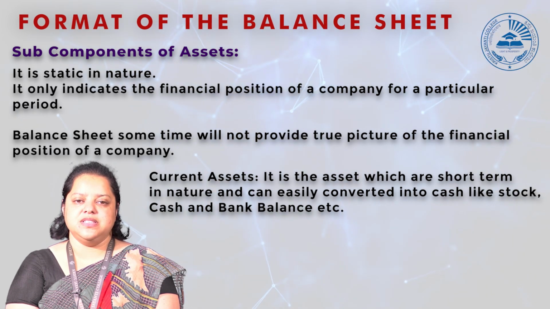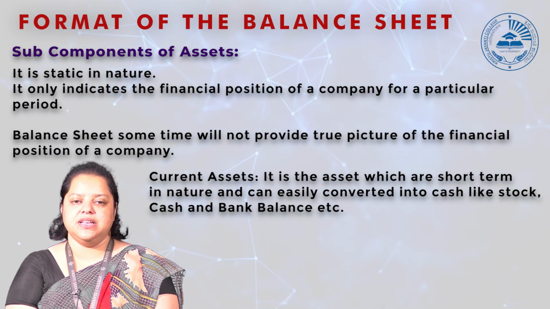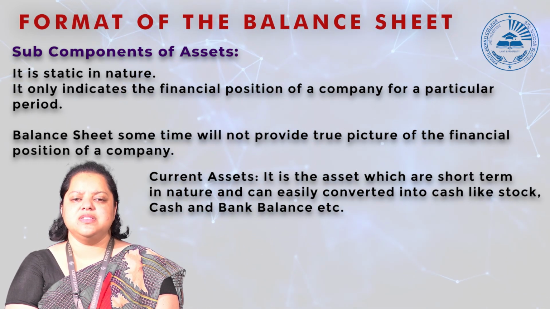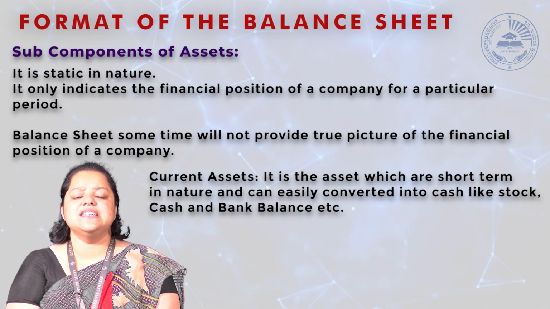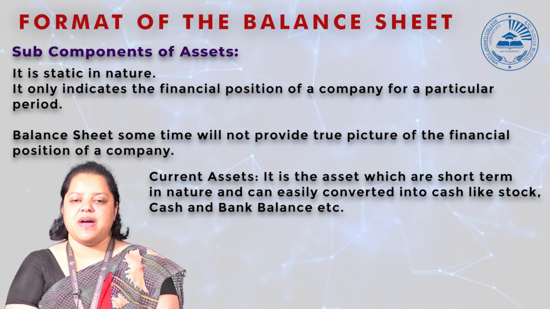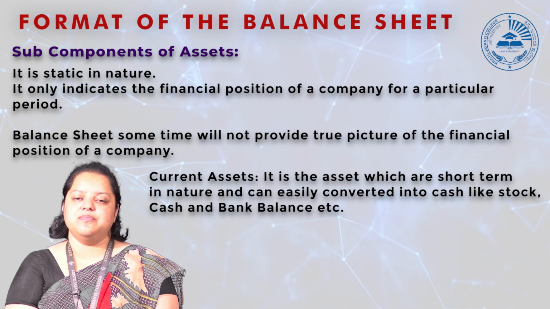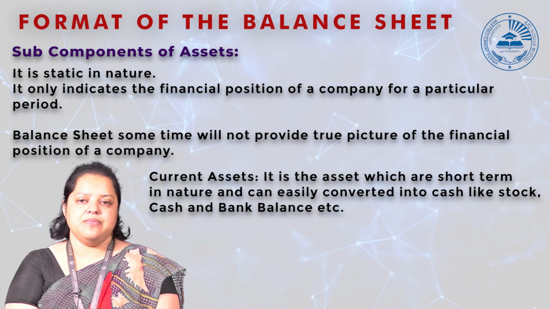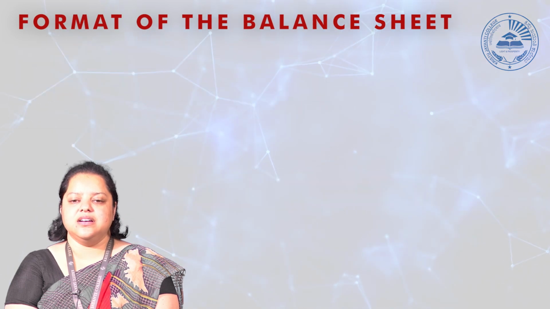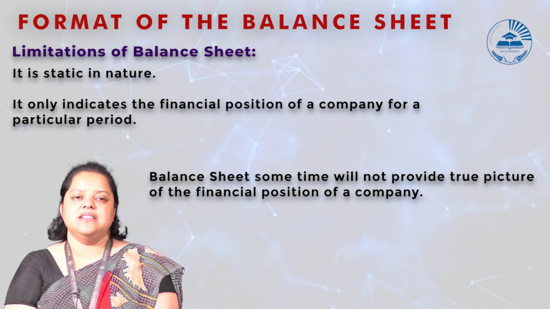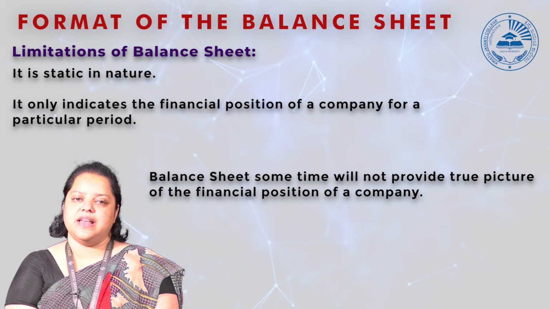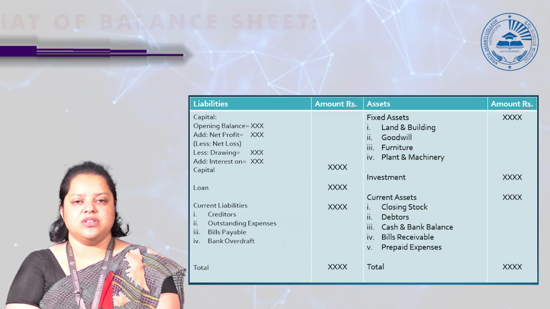Fixed asset means here we are talking about land and building, goodwill, furniture, plant and machinery. Current asset means the asset which we can easily convert into cash, like closing stock, debtors, cash and bank balance, bill receivable and prepaid expenses. Like liabilities, if we add all the amounts on the asset side, we get the total asset amount, and the total liabilities will always be equal to the total assets in the balance sheet. So this is the format for the balance sheet.